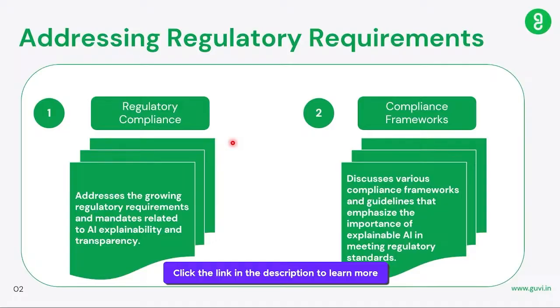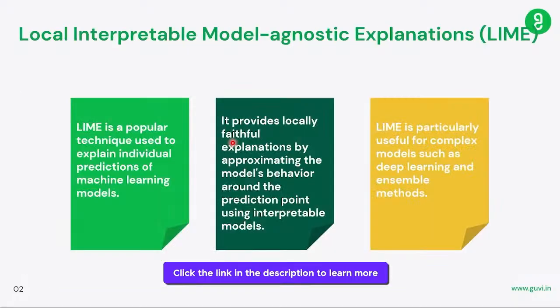Therefore, addressing regulatory requirements related to AI explainability is essential for ensuring compliance with regulatory standards and promoting responsible AI deployment. By adopting compliance frameworks and guidelines, organizations can navigate the complex regulatory landscape and build trust in their AI systems. So there are two different explainable AI models, LIME and SHAP.